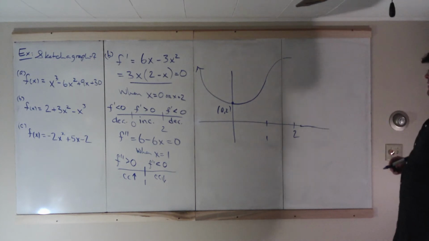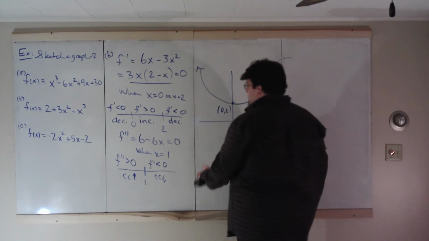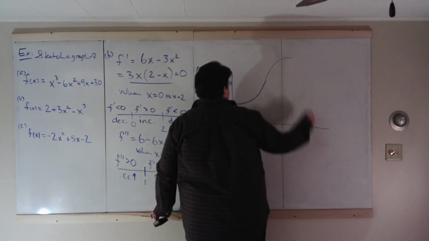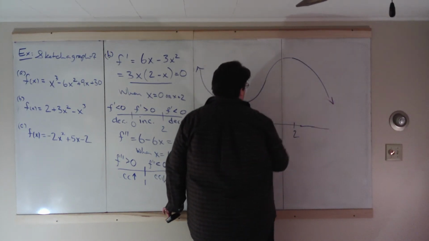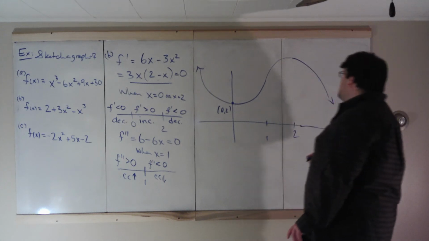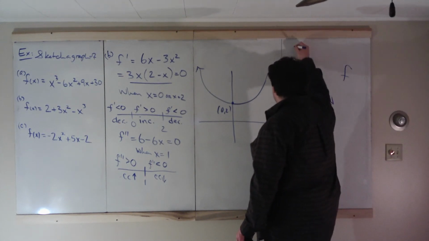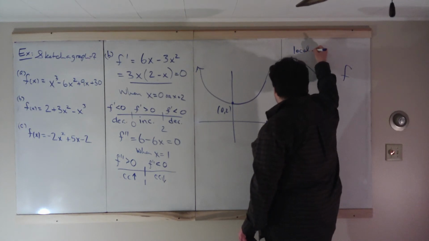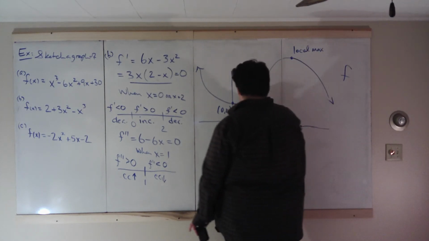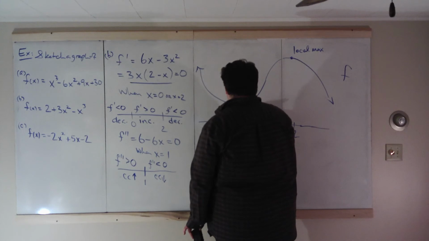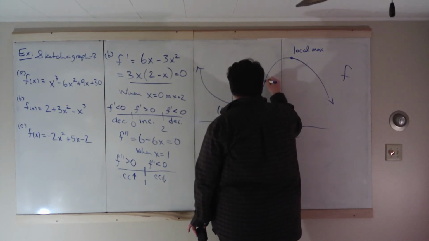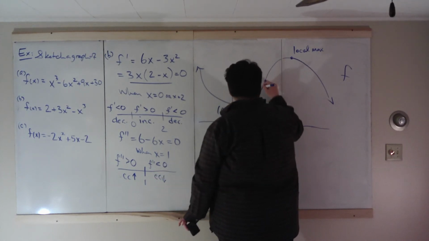You can move 2 around if you want. And then from 2 to infinity, decreasing, concave down, looks like one of those. So here's our sketch. If we wanted to label the local maximum, local minimum, you could be required to. Here's the local maximum. Here's the local minimum. And an inflection point occurs at 1 because concavity changes.